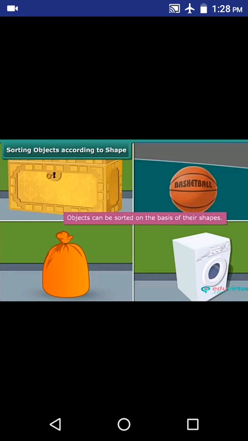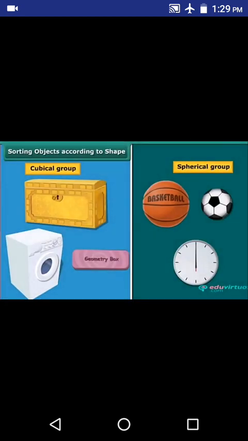You can see there are 4 different materials. A box is there, a bundle is there, a basketball is there, and of course a washing machine is there. You can see all these are different objects with different shapes. All the 4 objects have different shapes, so we can also classify the different materials on the basis of their shapes. The cubical group involves that box and that washing machine, and clock, and basketball, football, and many other balls are all included in the spherical group. Students, you are having a great opportunity. Along with science, you are also going to study maths.